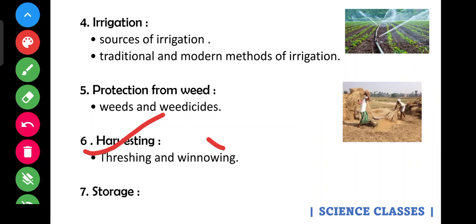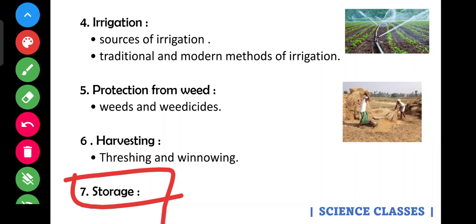Next, winnowing is used in small places. Farmers with small holdings of land do the separation of grain and chaff. This is called winnowing. The process is called threshing, and when farmers do it on a small land it is called winnowing.